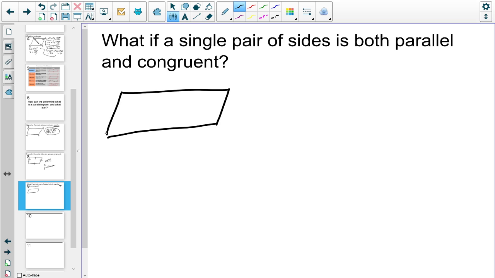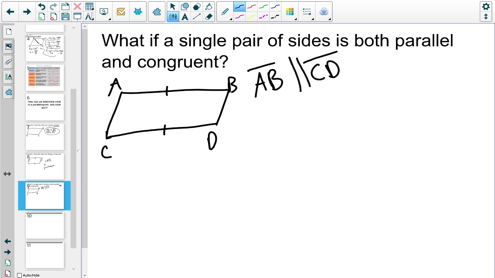So your buddy draws this sloppy thing out and says, hey, what if a single pair of sides? So we have these here. We'll call them AB and CD. And you know these things: AB and CD are congruent, as I have labeled there on it. And he also says, well, AB is parallel to CD. From this, you can also conclude that it will, in fact, be a parallelogram.